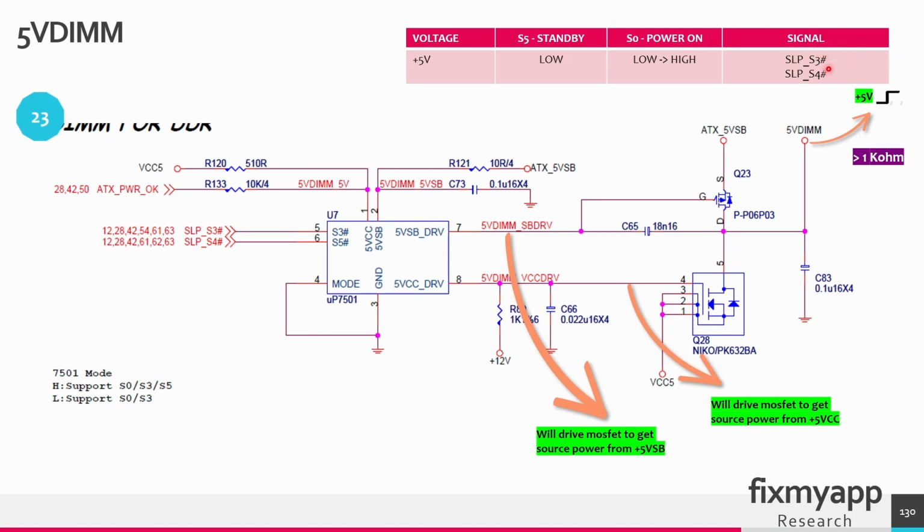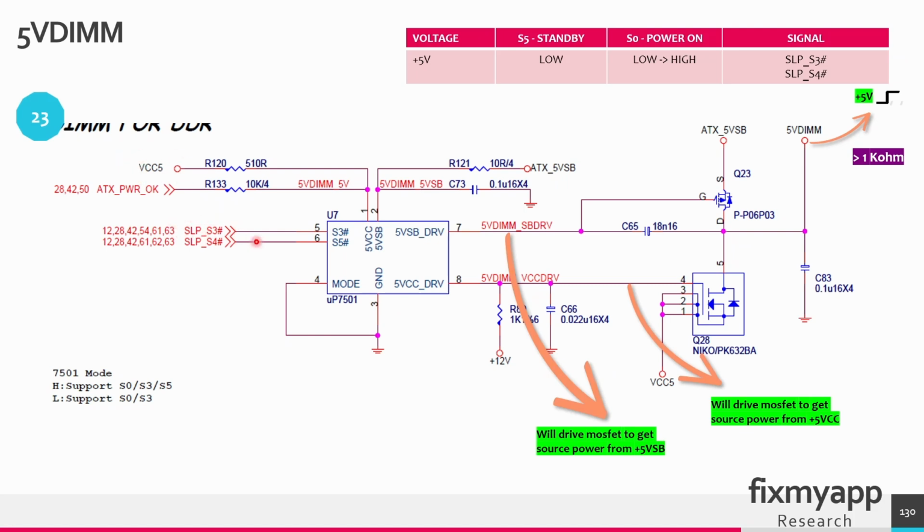The sleep states S3 and S4 are responsible for generating the plus 5 volt DIMM voltage rail. This is the 5 volt DIMM controller, and depending on sleep states S3 and S4 and the mode, it will determine where this 5 volt comes from. So this 5 volt can come from the ATX 5 volt standby voltage and also from the VCC 5 pin from the ATX power supply when the power supply is turned on.